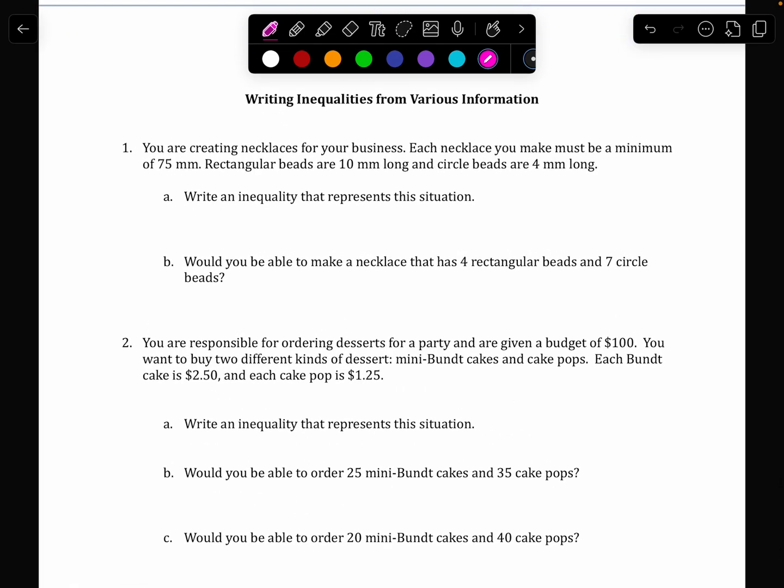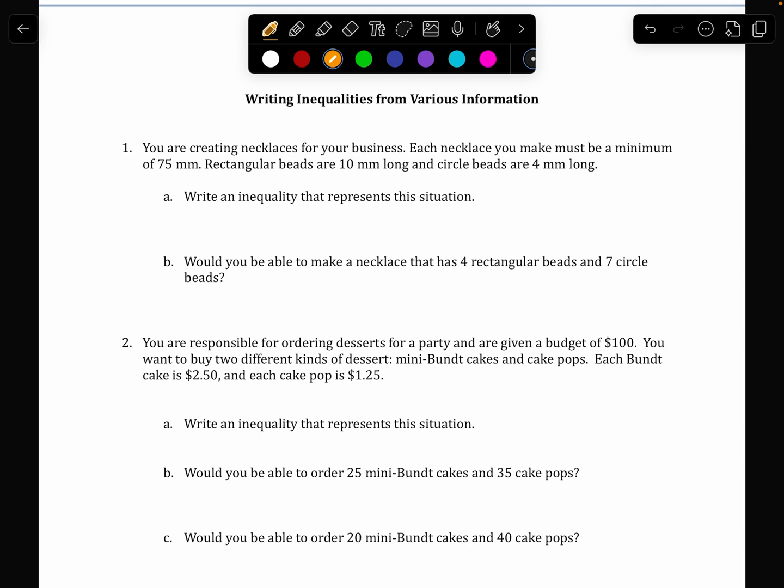All right, last thing, we are going to write inequalities from various information. Number 1 says you are creating necklaces for your business. Each necklace you make must be a minimum of 75 millimeters. Rectangular beads are 10 millimeters long and circle beads are 4 millimeters long. Write an inequality that represents the situation.